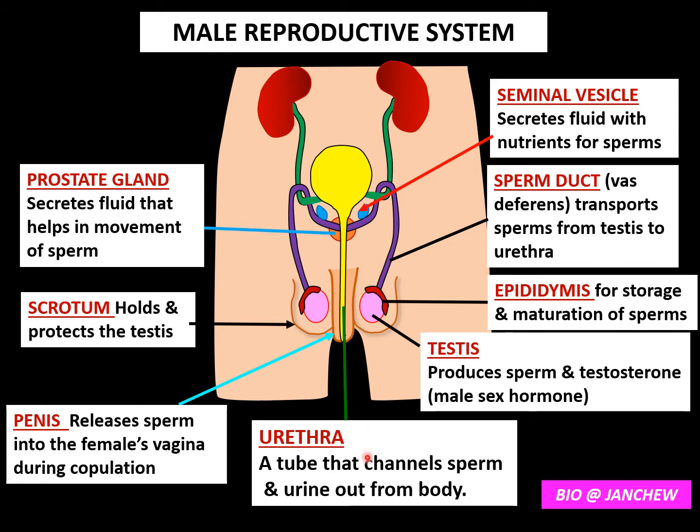Alright, now other than that, there's the scrotum, which is like a bag that holds the testes in place and protects the testes. And then there's the penis, which is this part that releases the sperm into the female's vagina during copulation or sexual intercourse. So this system is very well designed to carry out the function of reproduction.